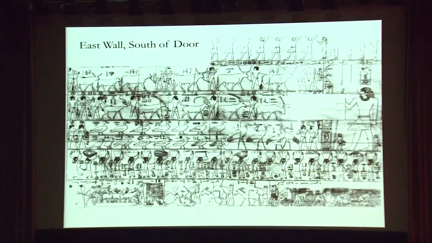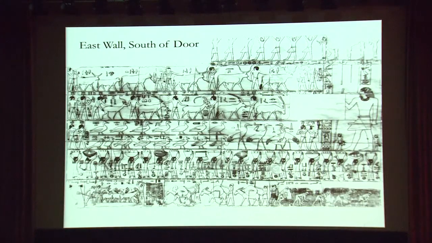Okay, finally, the east wall, which initially seems to be a complete riot of unrelated scenes, but in fact it has a clear structure. In the lowest register, we see the cultivation of grain. And although people are facing all sorts of directions, the orientation of time is this way. We have people cutting grain, loading it on donkeys, trampling it with donkeys to loosen the chaff, and then throwing it up in the air to clean out the chaff with the wind.